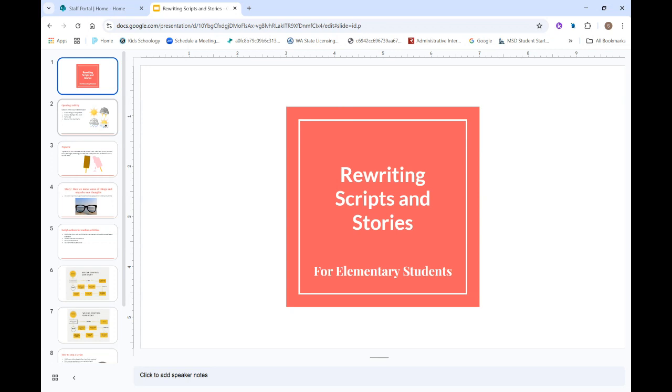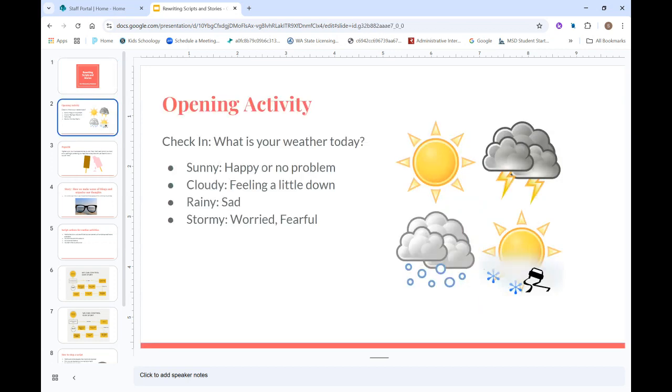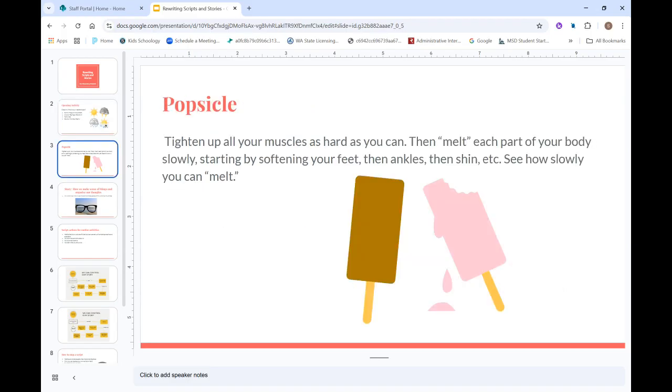When I go into a classroom, I like to do a quick check and scan just to see how the kids are doing. I ask them, what's your weather today? Based on their mood, they have a quick answer. If they say it's sunny, they're happy, there's no problem. But if somebody says they're cloudy, they're feeling a little down. Rainy means sad, and stormy means worried and fearful. So I get a scan of how the kids are doing at the beginning of the lesson. Even fifth graders like to do this sometimes.